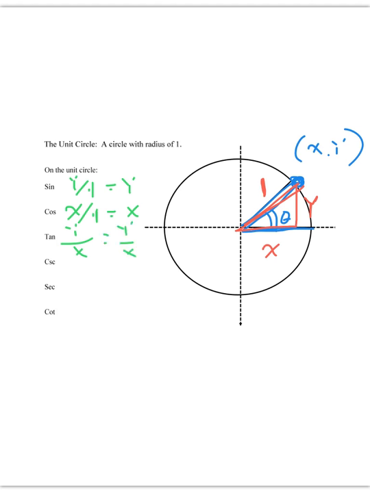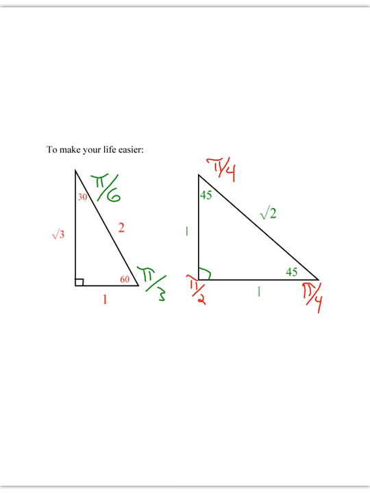The cosecant is the reciprocal of sine. It's 1 over y. The secant is the reciprocal of cosine, which is 1 over x. And cotan, of course, is the reciprocal of tangent, which is x over y. And that will always be true for any ordered pair on the unit circle. Make sure you have these in your notes.